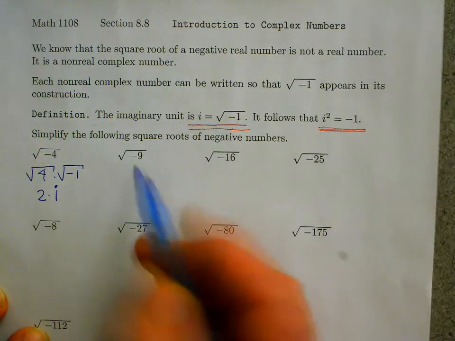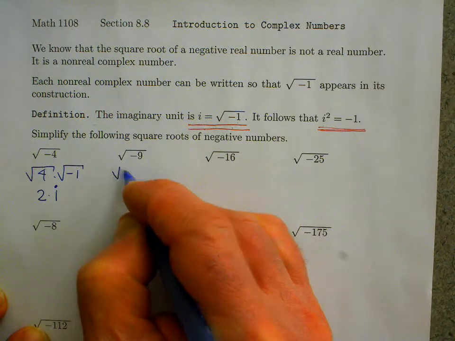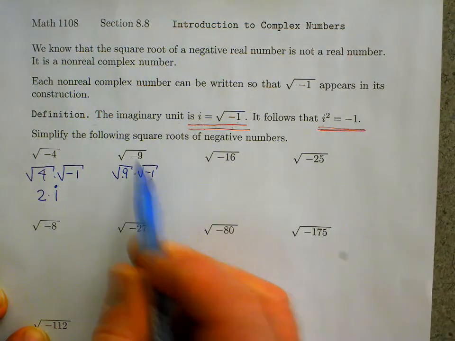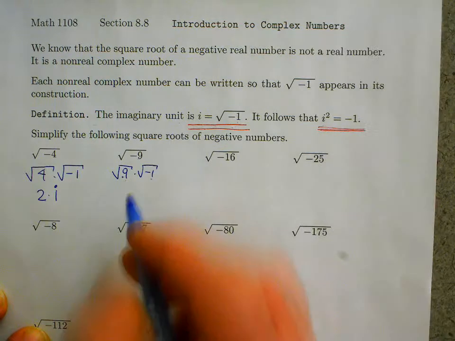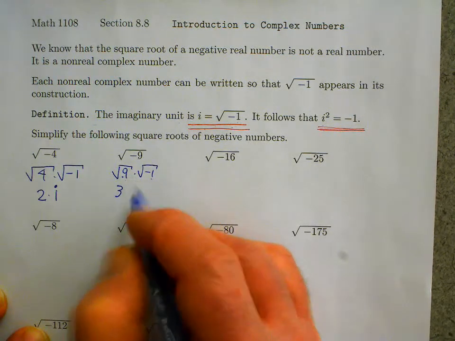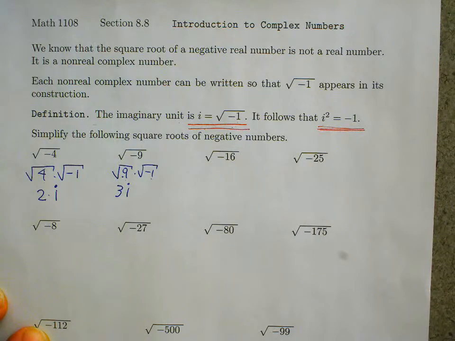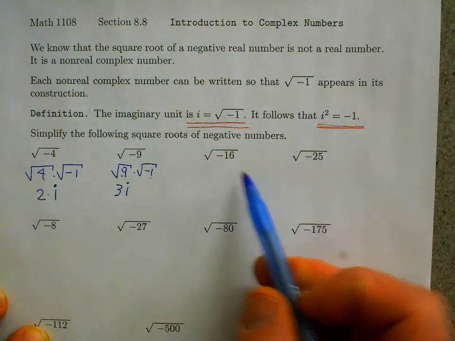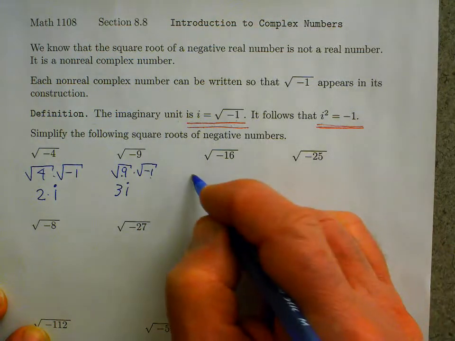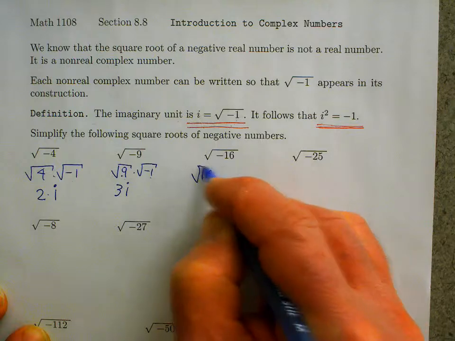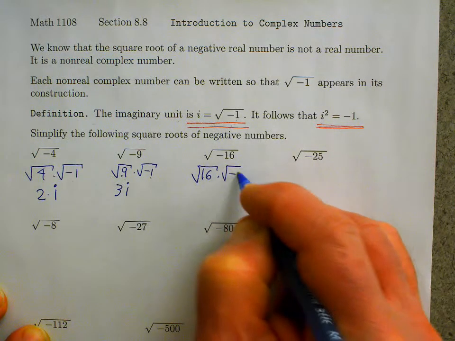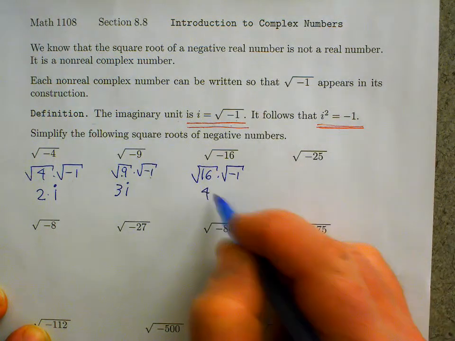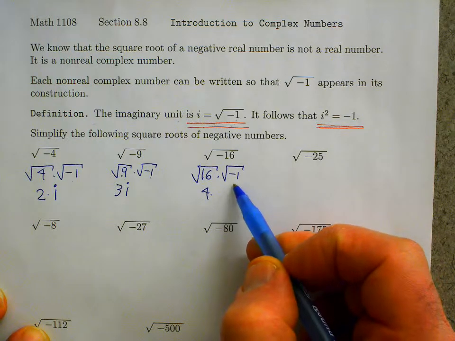The square root of -9, think of that as the square root of 9 times the square root of -1, because 9 times -1 is -9. The square root of 9 is 3, and the square root of -1 is i. So when we simplify the square root of -9, we just write 3 times i. The square root of -16, think of that as the square root of 16 times the square root of -1. The square root of 16 is 4, and by definition, the square root of -1 is i.